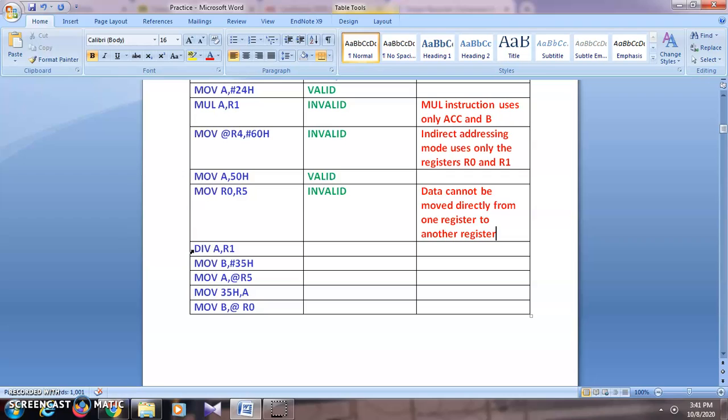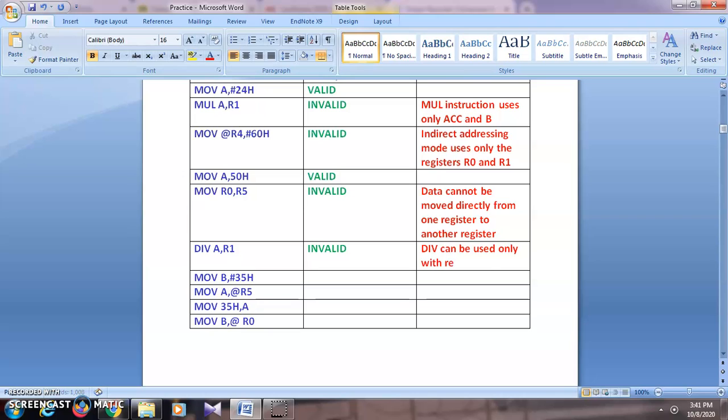Next one, DIV A, R1. Here we are using the division instruction with the accumulator and register R1. Again, this is an invalid instruction. The reason being division uses only the registers A and B. The division instruction can be used only with registers A, that is accumulator, and B.